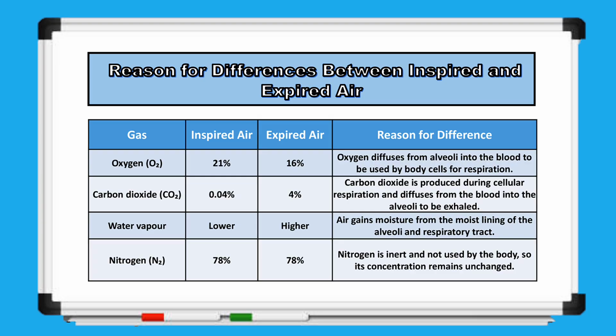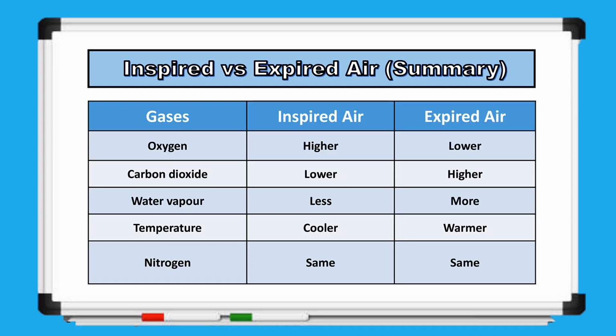When we compare water vapor, inspired air has a lower amount, while expired air contains more. This is because as air passes through the moist lining of the alveoli and respiratory tract, it picks up additional moisture, making the exhaled air more humid. Finally, the proportion of nitrogen remains the same in both inspired and expired air, at about 78%. Nitrogen is an inert gas and is not involved in the body's respiratory or metabolic processes, so its concentration does not change during breathing. So, we can finally conclude with a summary of the differences between inspired and expired air.